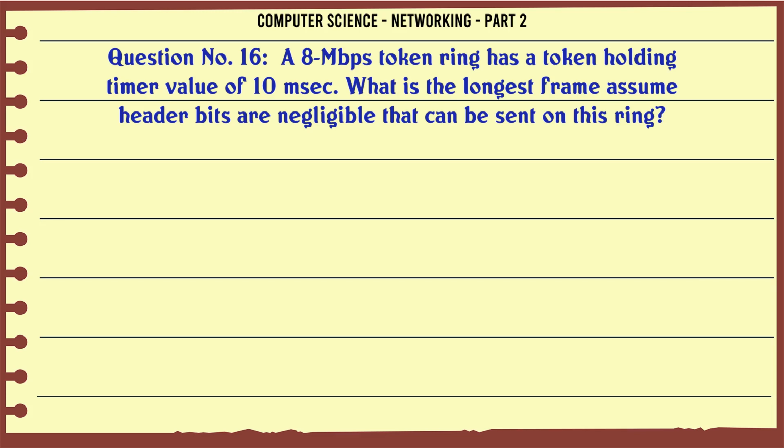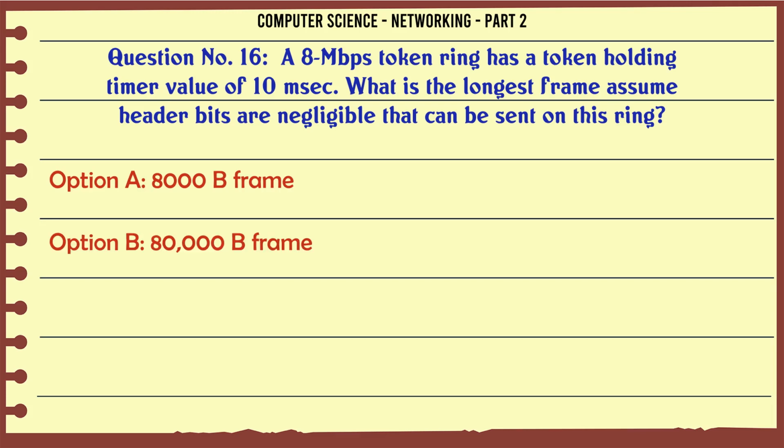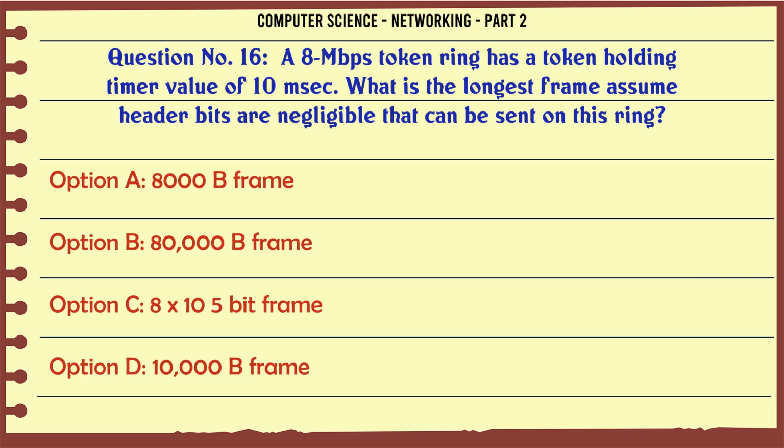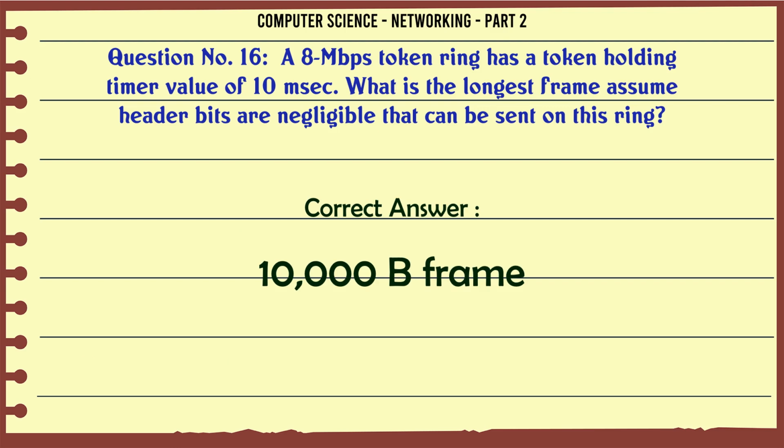An 8 Mbps token ring has a token holding timer value of 10 msec. What is the longest frame that can be sent on this ring? Assume header bits are negligible. A. 8000 B frame. B. 80000 B frame. C. 8x10^5-bit frame. D. 10000 B frame. The correct answer is 10000 B frame.